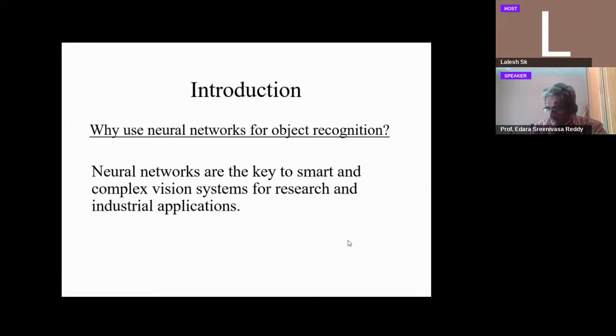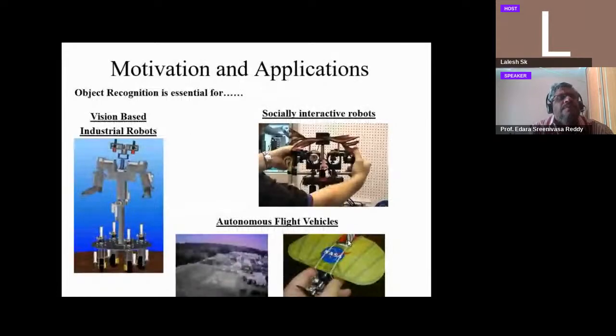So when an object is given to the system, that means a webcam or some camera, it must be able to identify an object or a face or anything. Let us discuss how neural networks are used for complex vision systems in industrial and research applications. So, object recognition systems. Vision-based industrial robots. They are very helpful industrial robots.